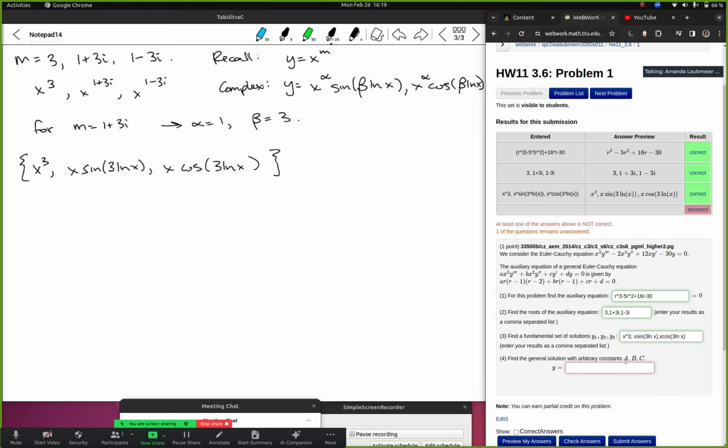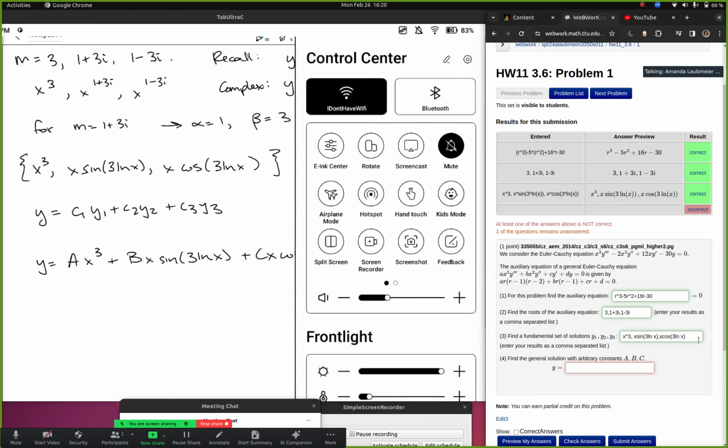Okay, cool. And then the last thing is that we just need to find the general solution with arbitrary unknown constants a, b, c. A lot of the time in my examples, I'll call those C1, C2, C3. We'll say like you do C1 Y1 plus C2 Y2 plus C3 Y3. It's just a quirk of webwork formatting that we have to do A, B, C. So I'm going to have a x cubed plus b x sine of 3 ln x plus c x cosine of 3 ln x. And we're not asked to solve this system of equations.